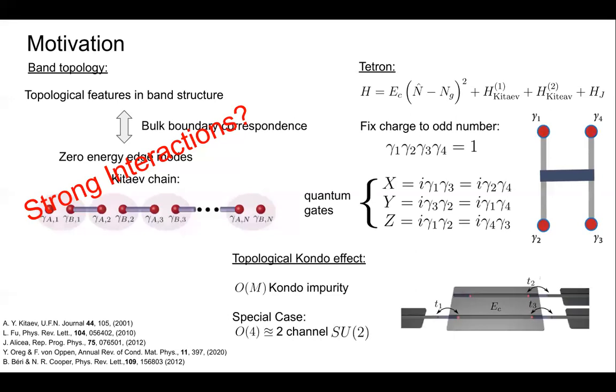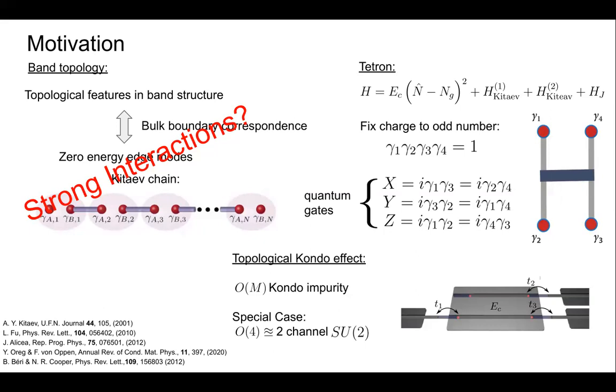And even more, what you can do, and what was first done by Majorana Cooper, is they considered exactly such a setup and coupled leads to it. So they allowed hopping of electrons onto the island. And what they found is that the effective low energy Hamiltonian of the system is an O(M) Kondo impurity problem, where M stands for the number of leads that are coupled to this island. And in the special case where M is 4, this corresponds to a two-channel SU(2) Kondo. And for further reference, this is the important case.